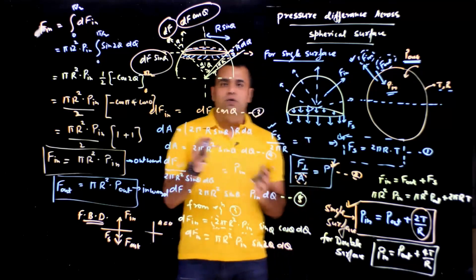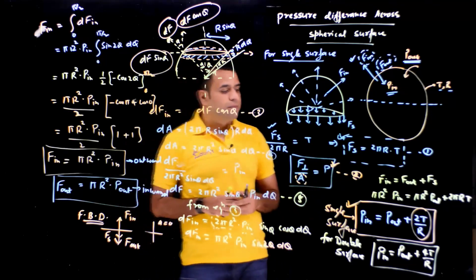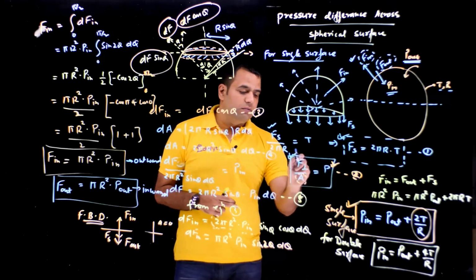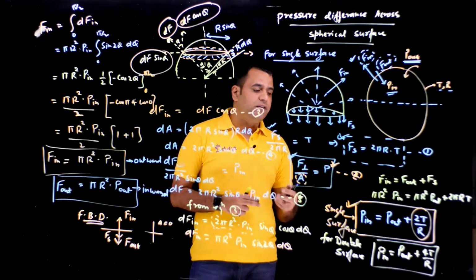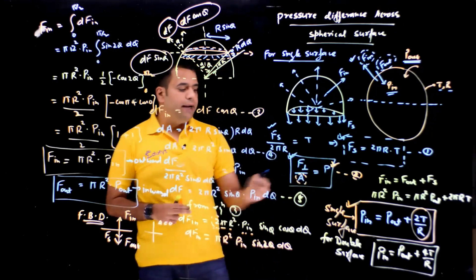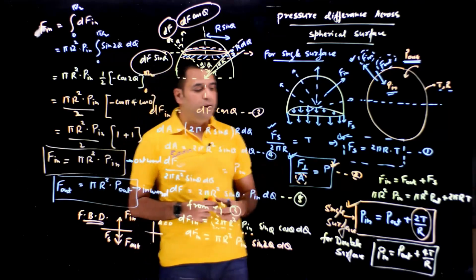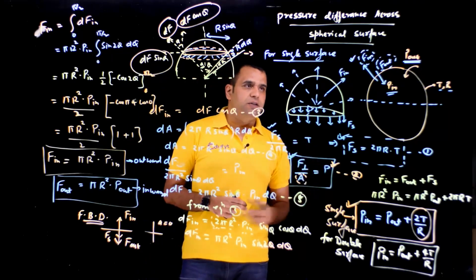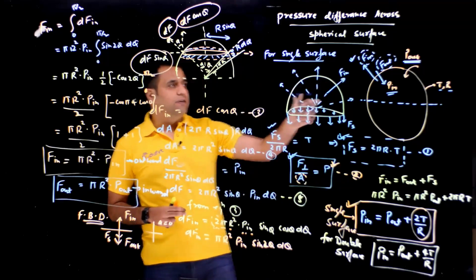Then we proceed towards the pressure force. There is a general formula between the force at the surface and the pressure. F perpendicular upon A is equal to P. So to calculate the pressure force, we started with the inside, F in only.